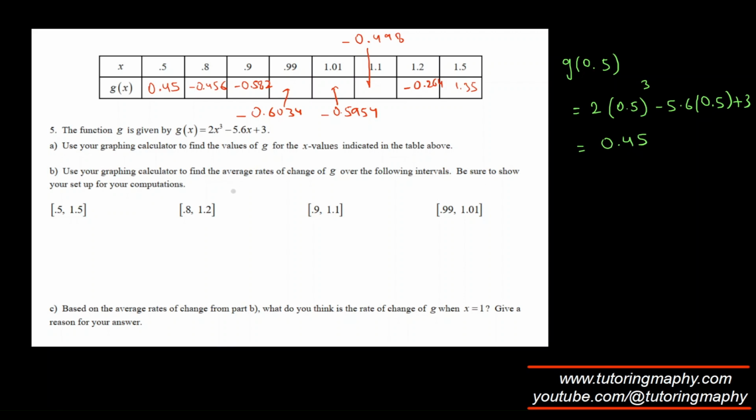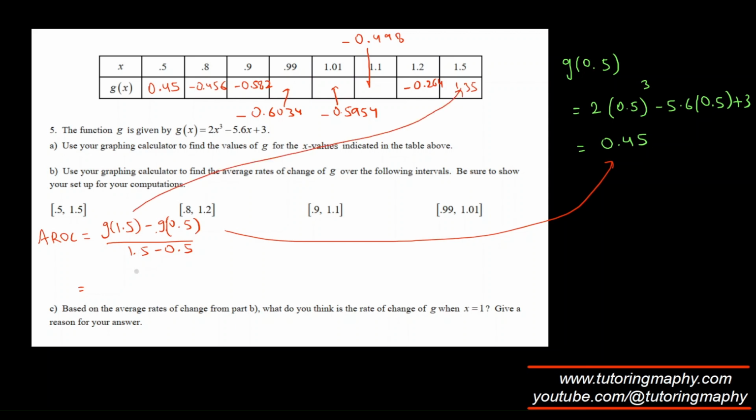Next, they are asking for the AROC in this interval. We know very well the formula, so I'll just show it for this one. The formula for AROC in this case is going to be f of 1.5 minus f of 0.5 over 1.5 minus 0.5. What is f of 1.5? Actually, it will not be f, it will be g, because the function is denoted by g. Just the way we found g of 0.5 as 0.45, likewise we'll find g of 1.5, which is just 1.35 from the table. And I'm just going to plug in the numbers here.